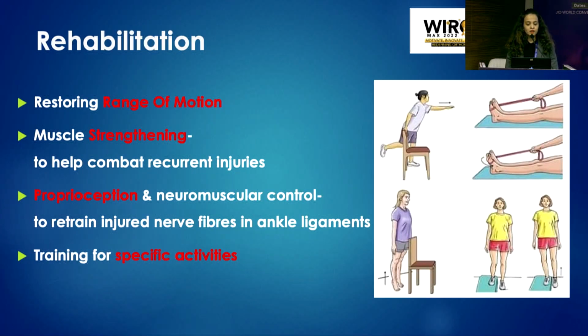Rehab forms the crux of conservative management of ankle sprains. It involves restoring the range of motion, followed by muscle strengthening to combat recurrent injuries, proprioception to retrain the injured nerve fibers, and then training for specific activities.